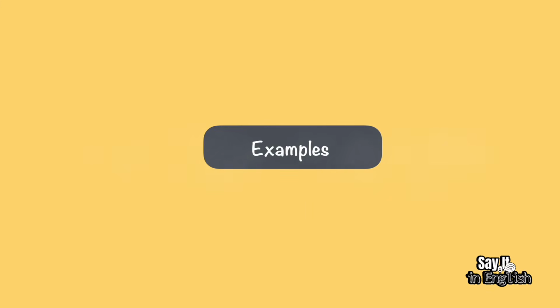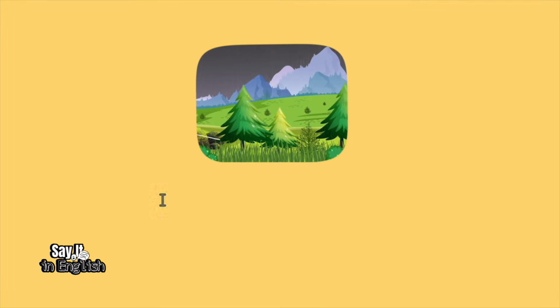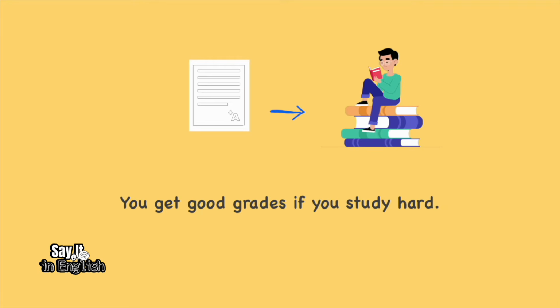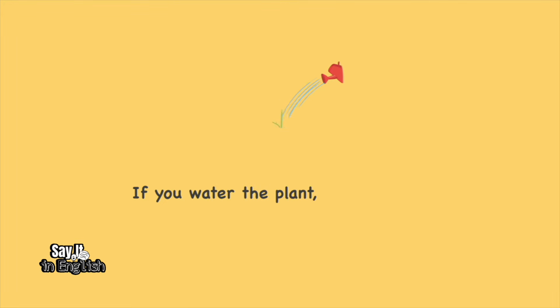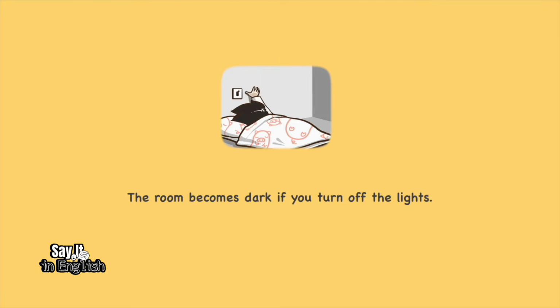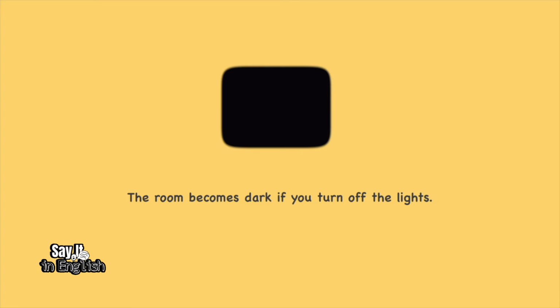Look at these examples. If it rains, the ground gets wet. You get good grades if you study hard. If you water the plant, it grows. The room becomes dark if you turn off the lights.